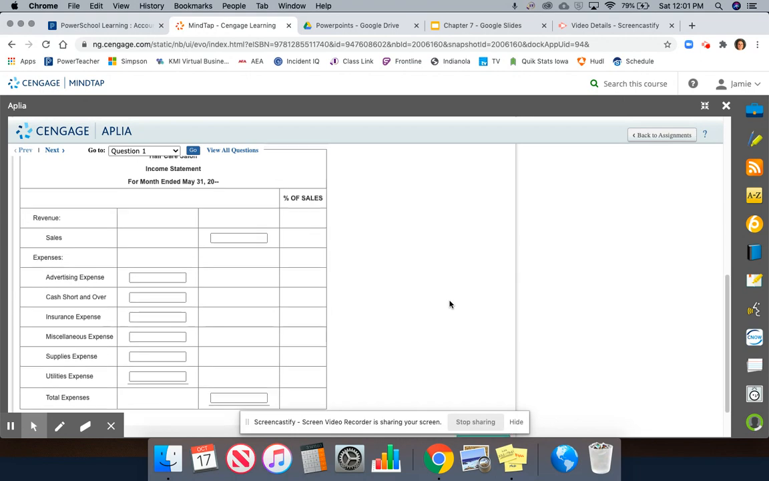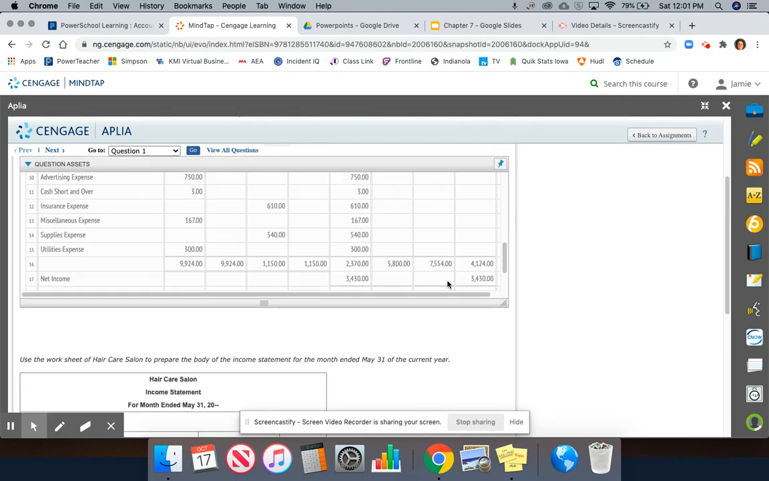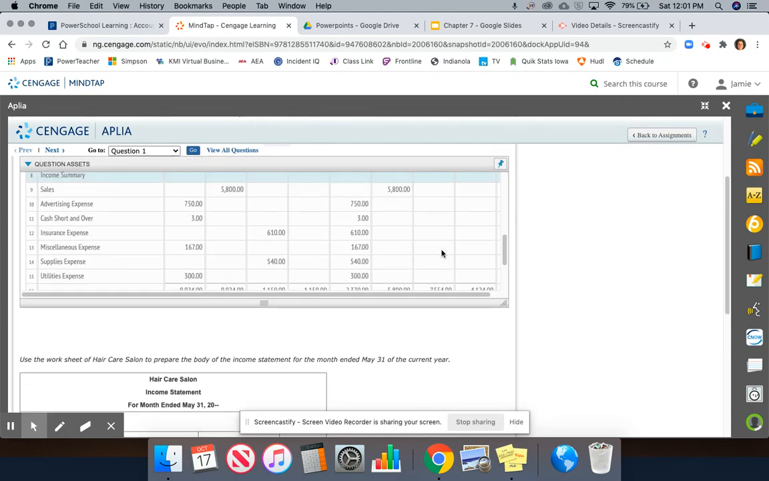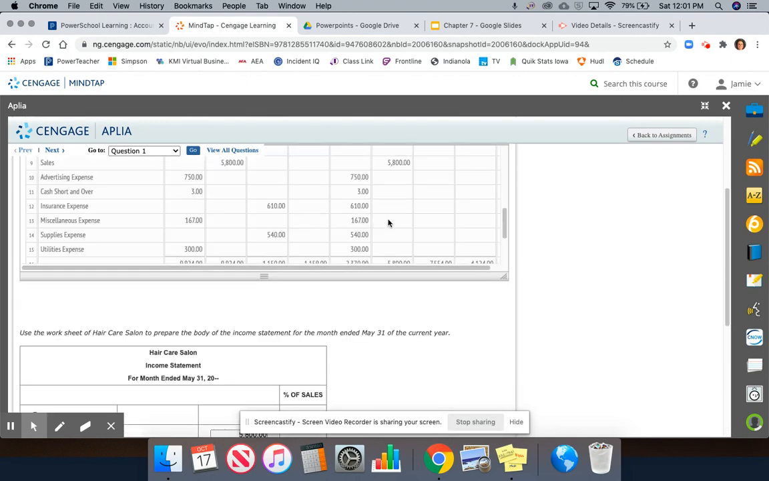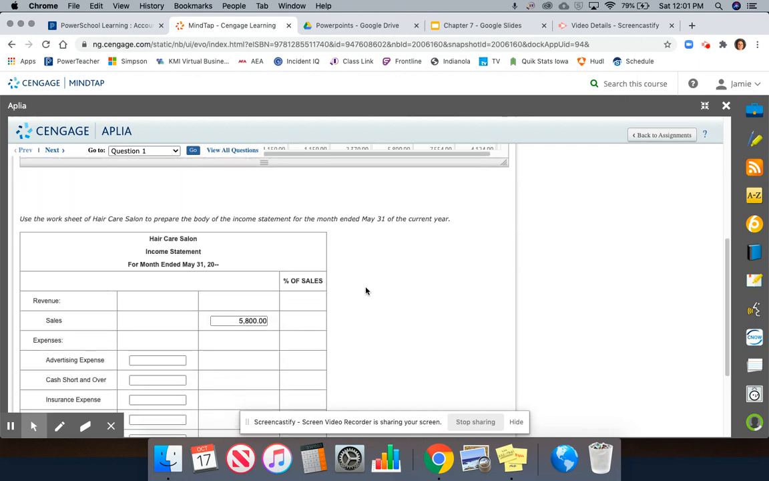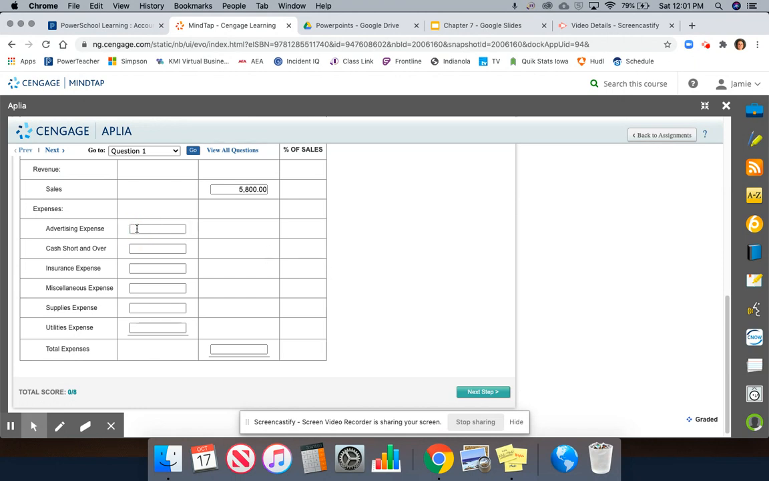So you're going to go back and forth between our worksheet up here. So our sales amount, $5,800. Remember, totals go in the right column. Since we don't need to add multiple sales, we can just put that total, $5,800, in the right column. Then we need to get all the balances for our expenses. So all of our expenses here and the corresponding balances into our income statement.